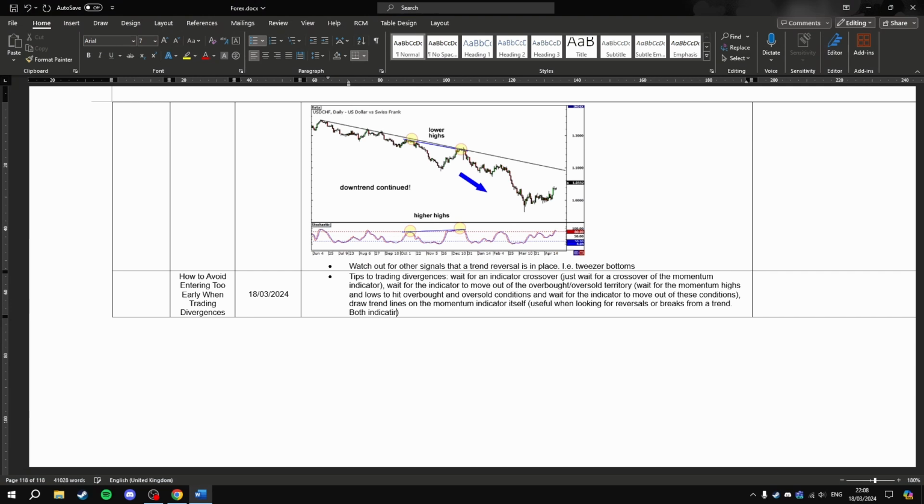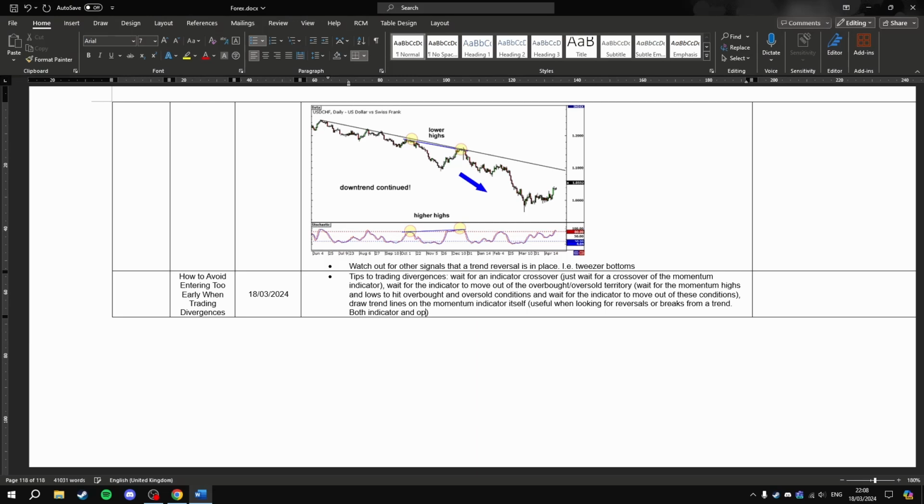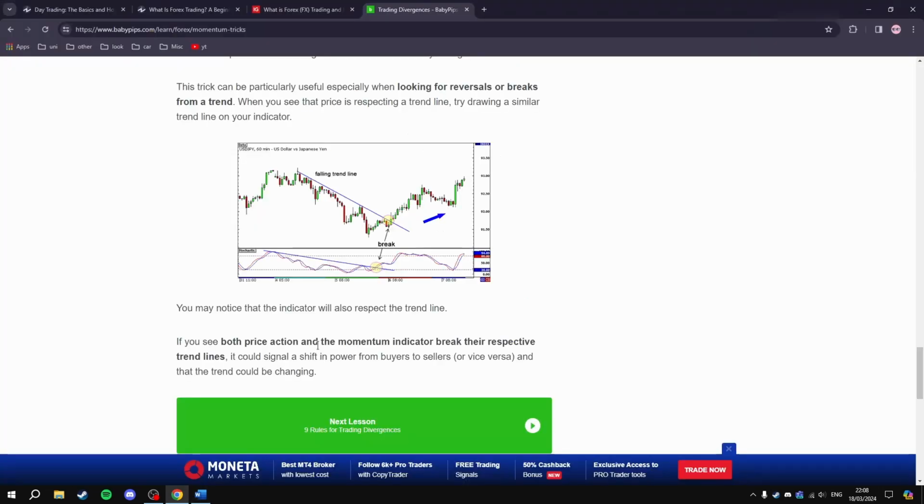Both indicator and price trend lines should be similar, i.e. both showing upward trend or downward trend.